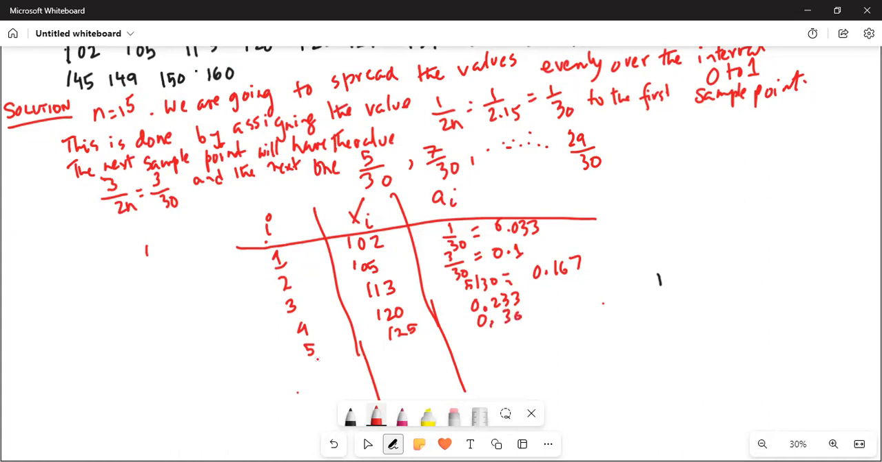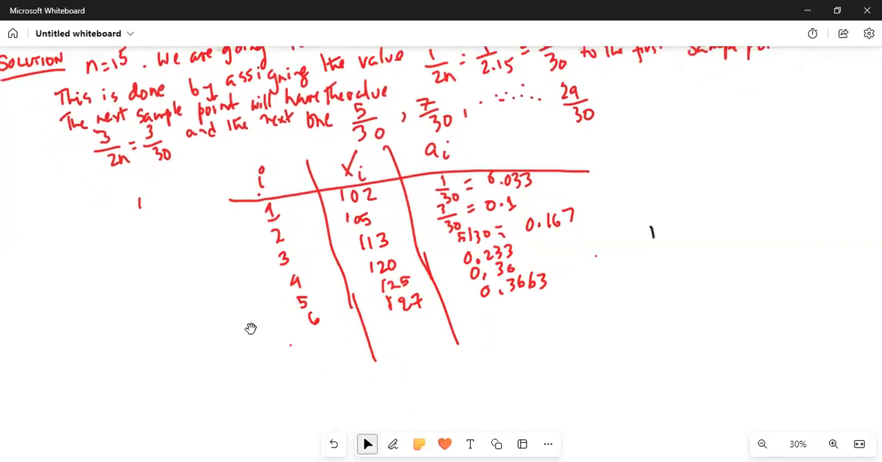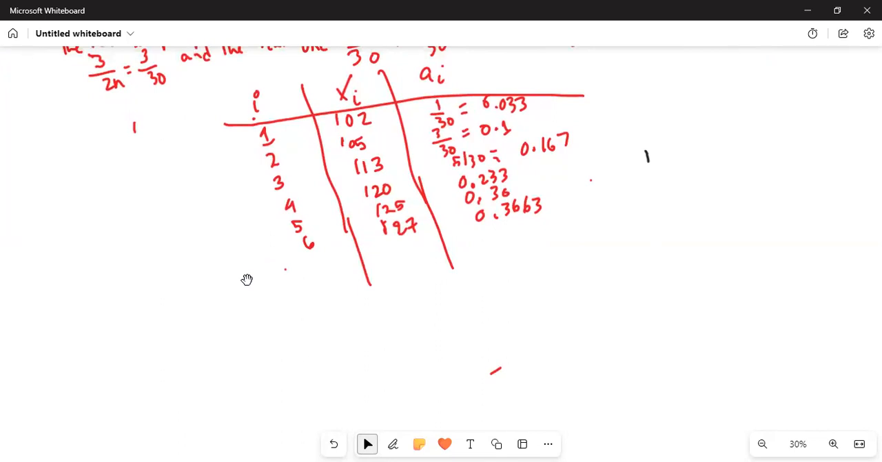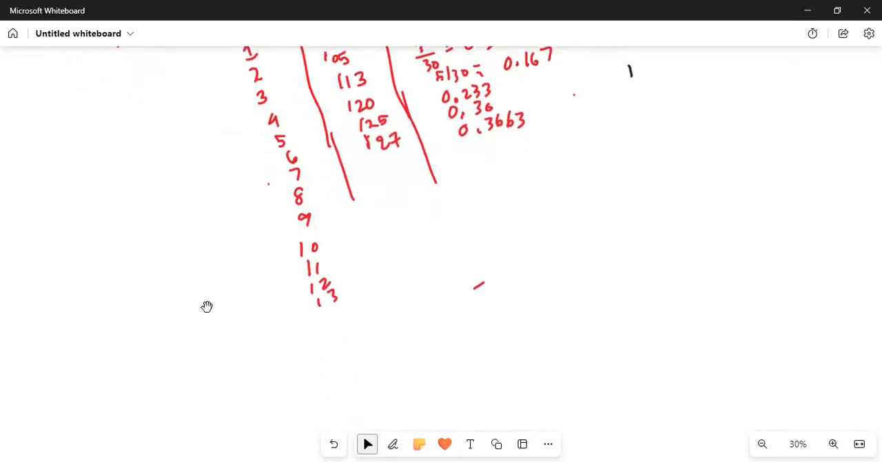Then number 6 point is after 125, this is 125. Next one is 127, and its decimal value is 0.367. Let's get some more space. Then we have 7, 8, 9, 10, 11, 12, 13, 14 and 15. We have 15 data points, remember?